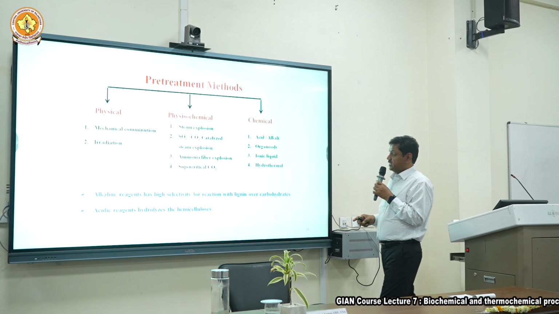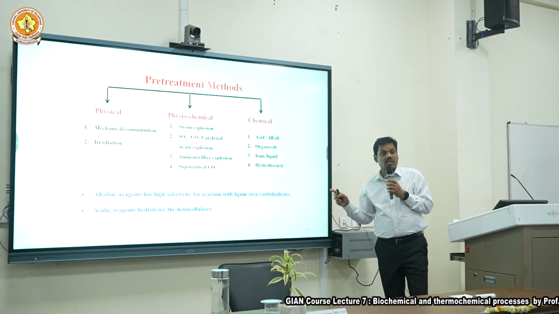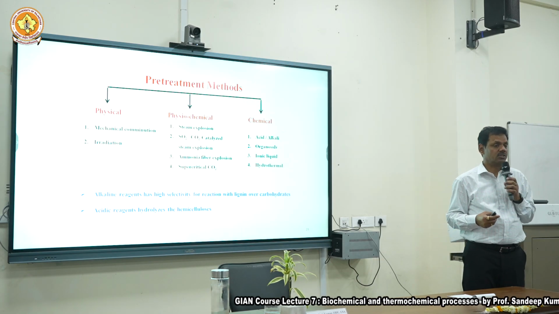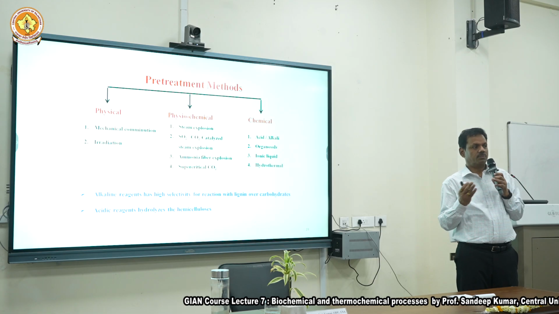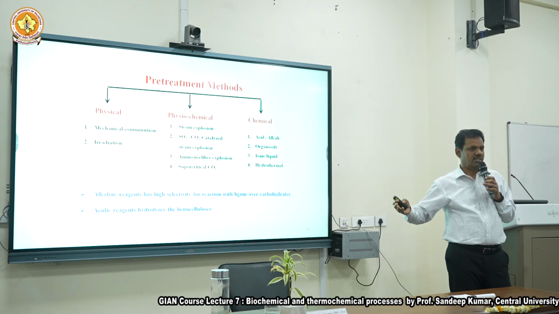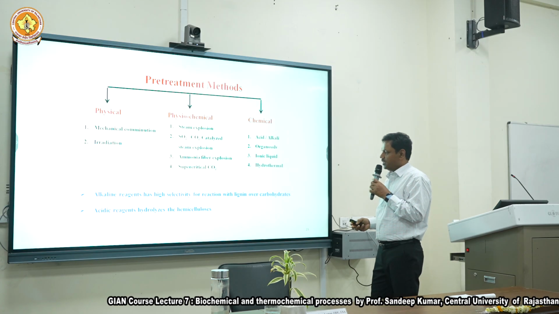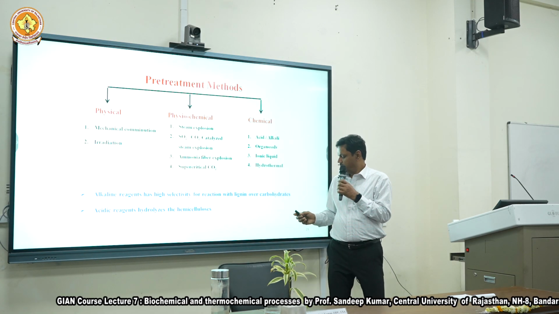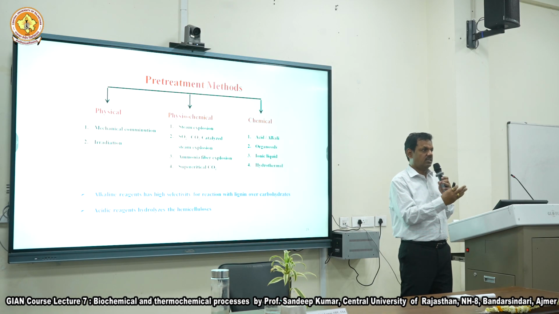In general, alkaline reagents have high selectivity for reaction with lignin over carbohydrates. If you are using alkali, it's like the pulping process, the paper making process. They use a lot of alkali. So it breaks down lignin, it goes into black liquor, and you get the cellulosic fiber. Acid will hydrolyze hemicellulose. So you see hemicellulose, it will hydrolyze and it will open up.